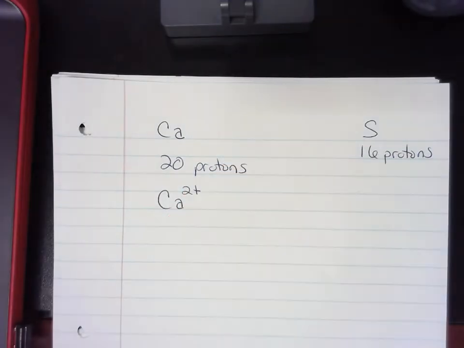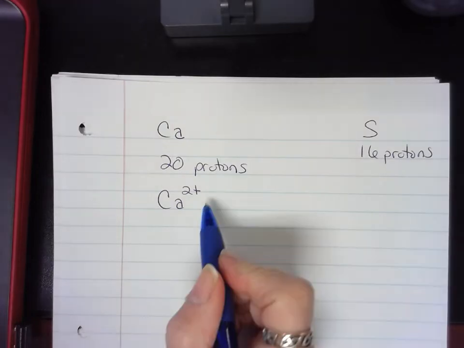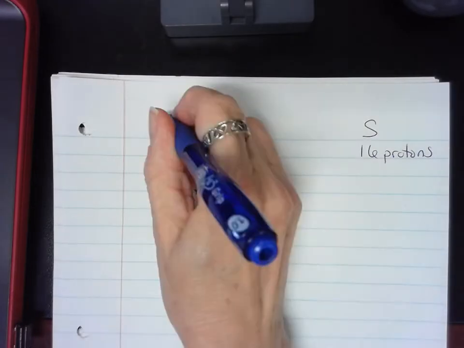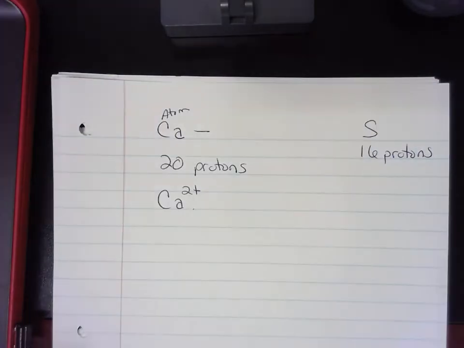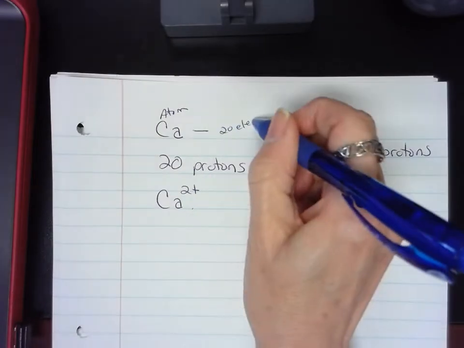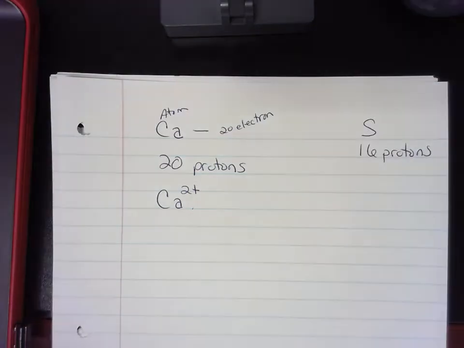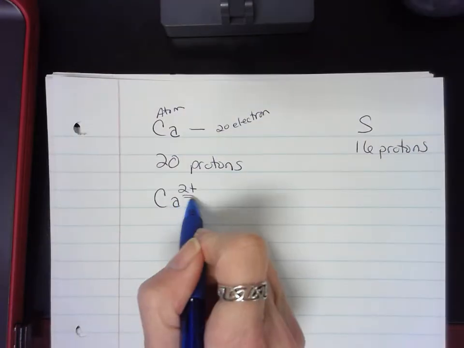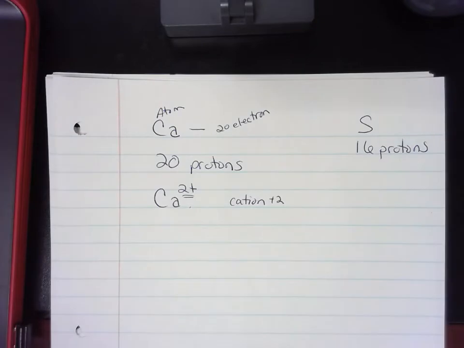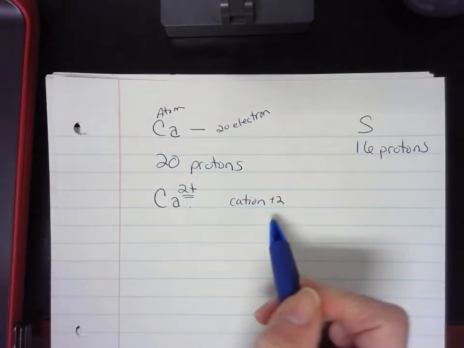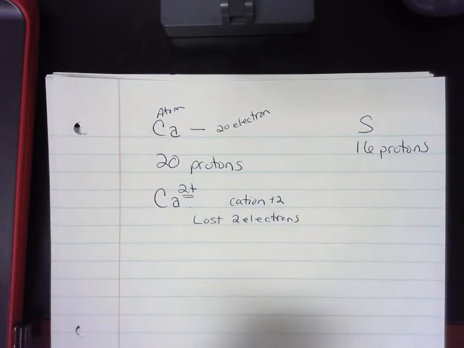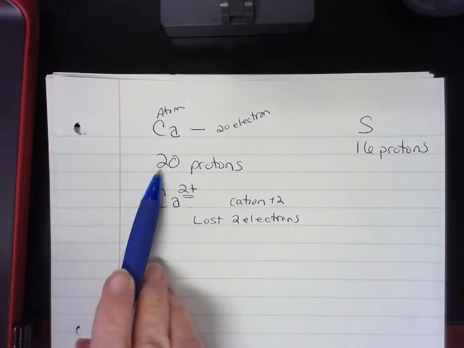When it is an ion, so this is an atom, it is neutral. So not only does it have 20 protons, but it also has 20 electrons. They balance each other out. It's neutral. But here, this has formed a positive charge. It is a cation that has a +2 charge. So that means that it has lost 2 electrons. So this one does not have 20 electrons. It only has 18 electrons.